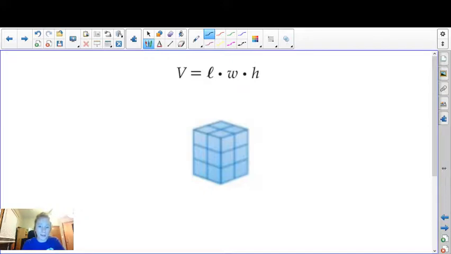So my length typically is here, my width typically is here, and then my height's pretty obvious. It's just how tall he is.